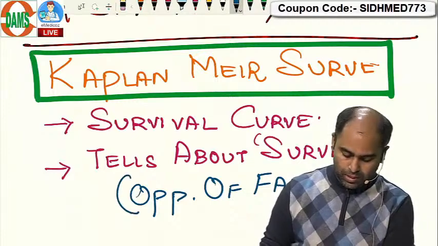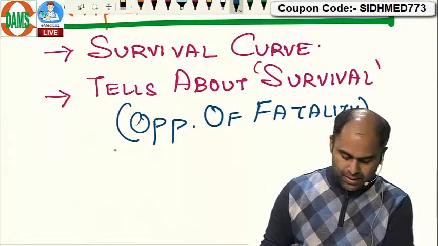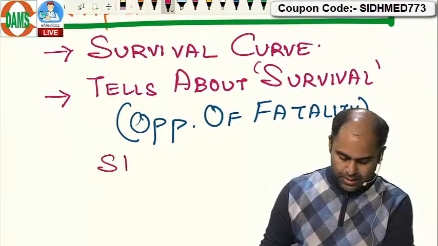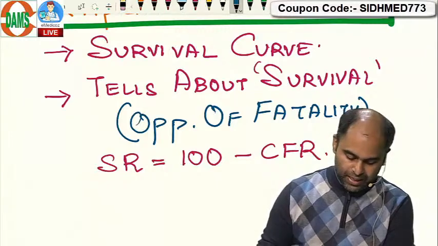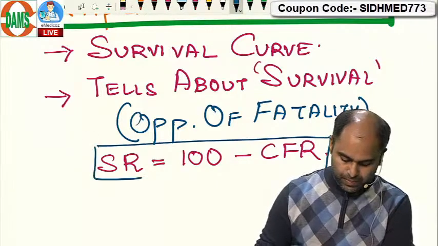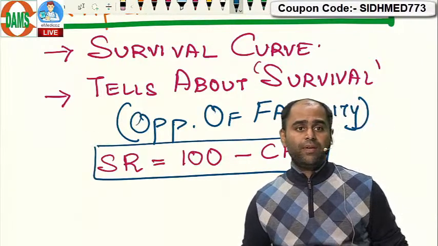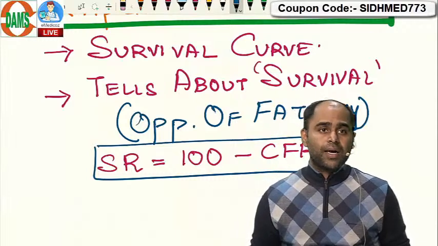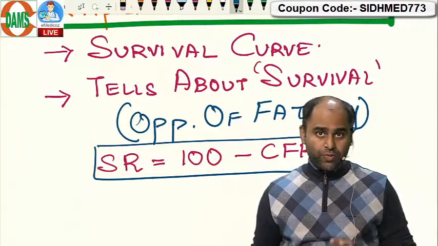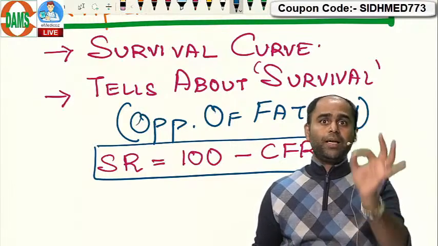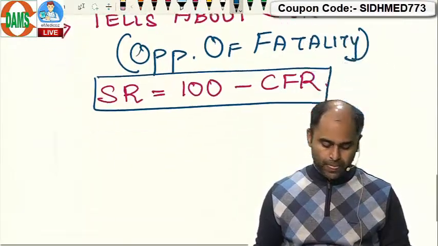Now, why am I telling you? Because you can get a very simple question. Survival rate is 100 minus case fatality rate. So we would look into this Kaplan-Meier curve.